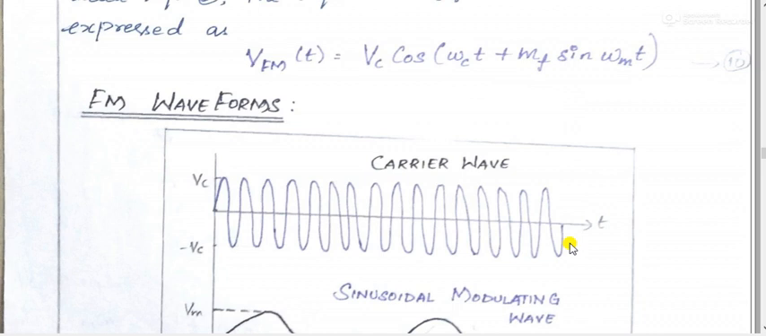So step 1, to find the FM modulated wave, we should know what the modulating signal is. That's step 1. Step 2, the instantaneous angular velocity, we should know that. Next, step 3, the instantaneous phase angle. From these three, we find the modulated FM wave.